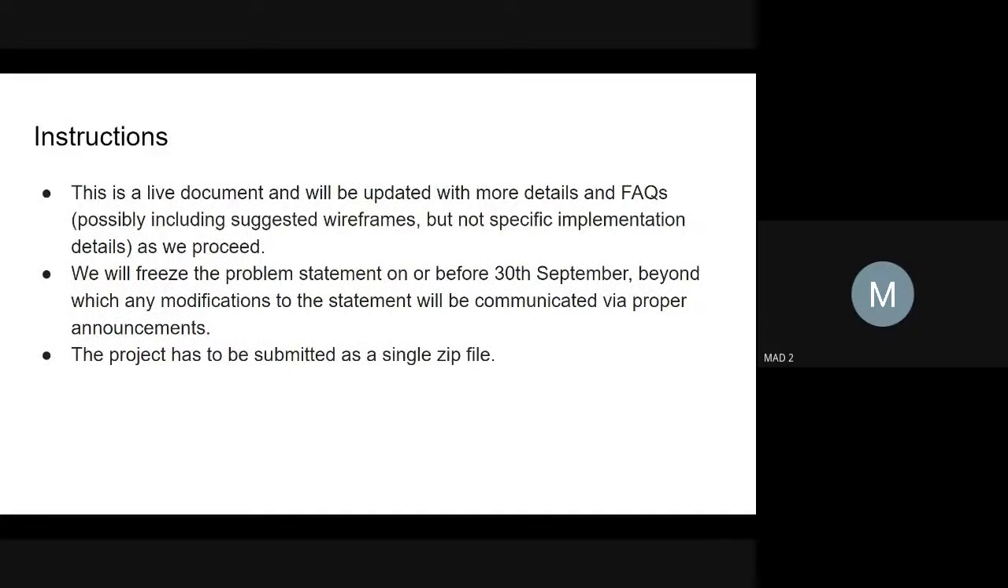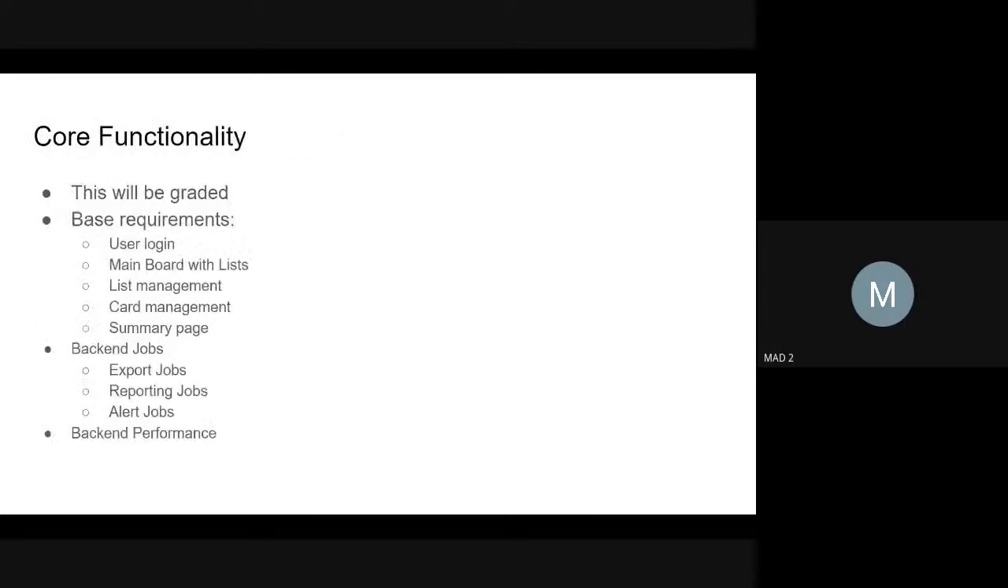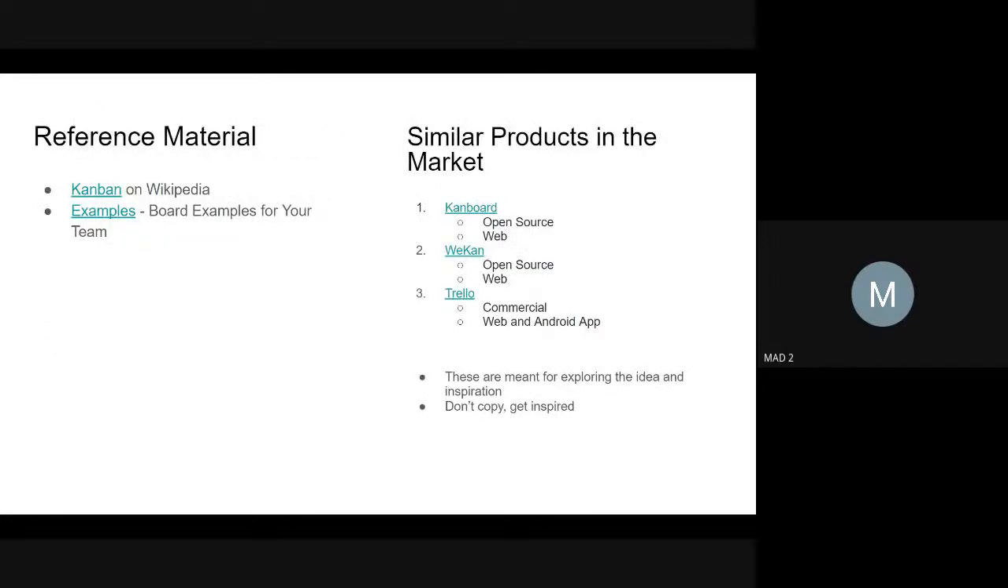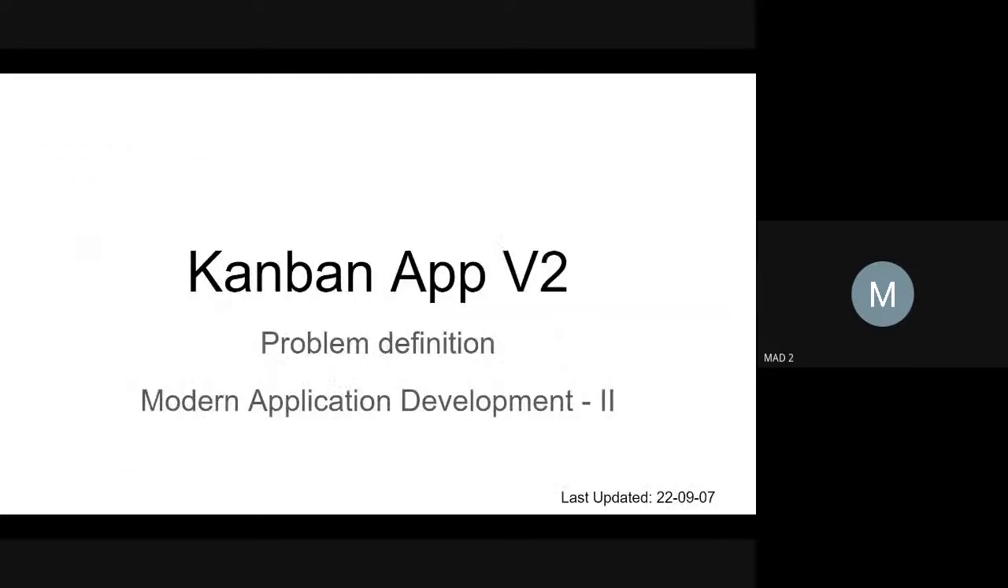So these are the instructions. We will probably freeze this problem statement on or before 30th of September, after which we'll be communicating all of the changes that we'll be making to this PPT via proper announcements. And, yeah. All right. So this is basically an overview of this entire problem statement for Modern Application Development 2 course, and I hope you would have gotten a basic idea of what we are expecting from this project.